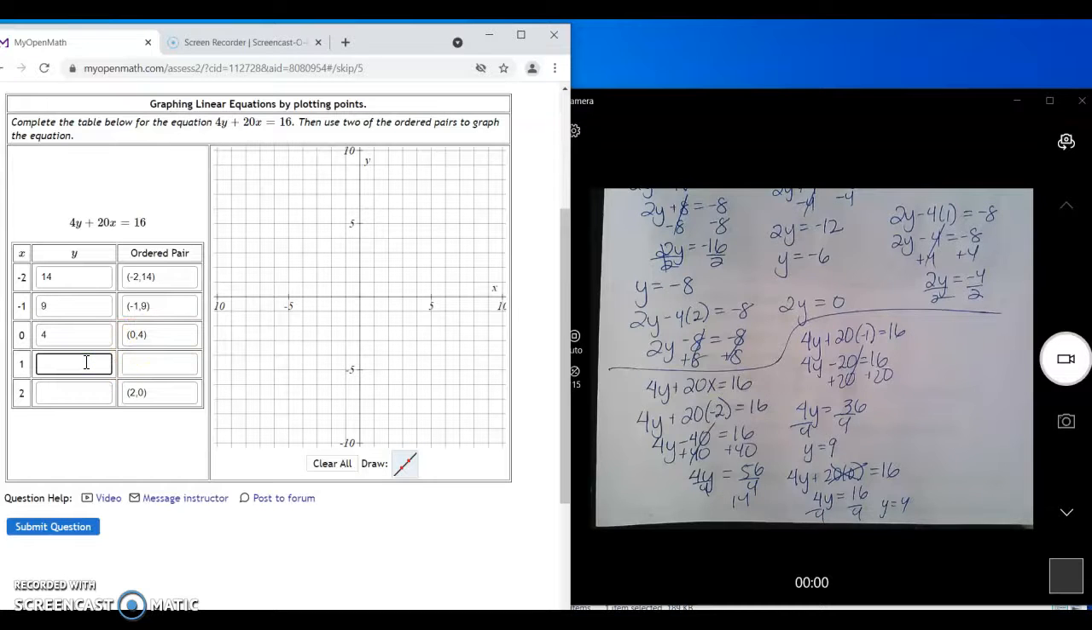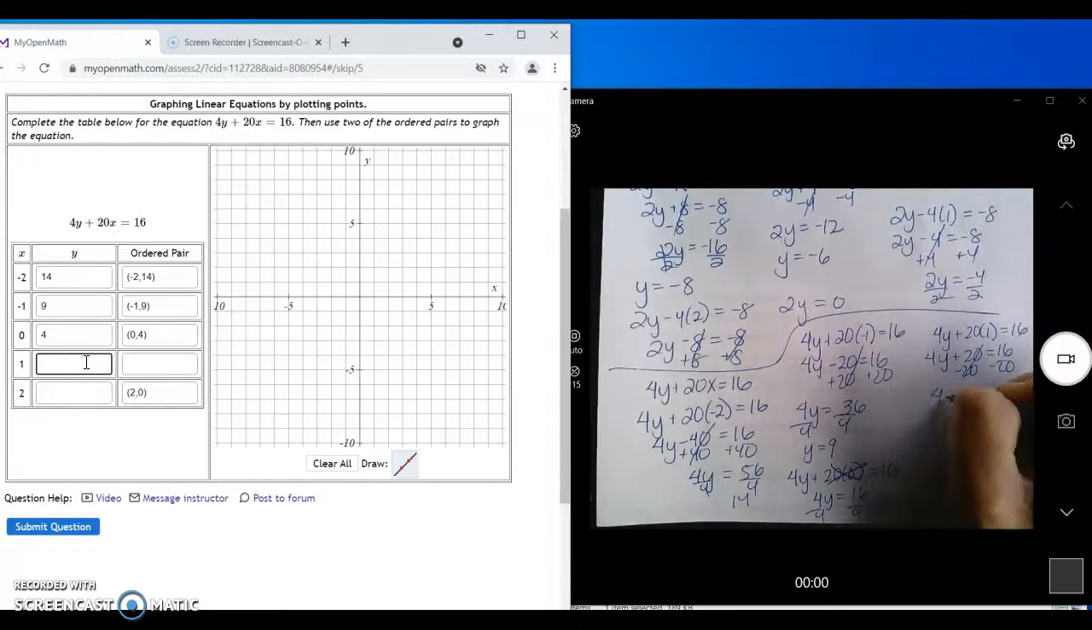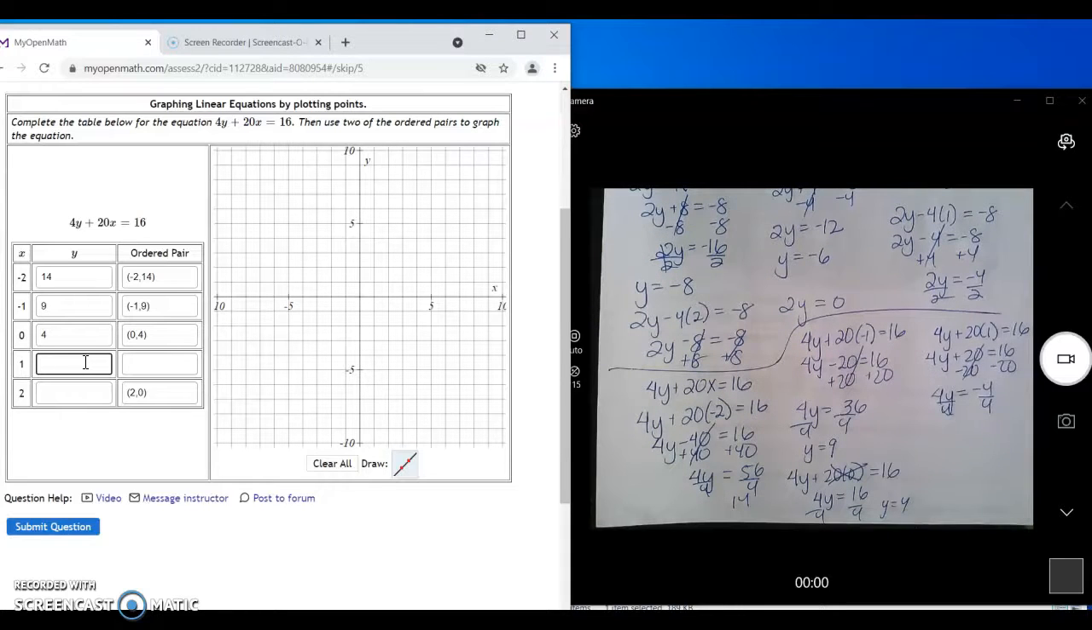Now we're plugging in 1, so we get 4y plus 20 times 1 equals 16, which is 4y plus 20 equals 16. Subtract 20 from both. You get 4y equals negative 4. Divide by 4, you get negative 1. So the point is (1, negative 1).